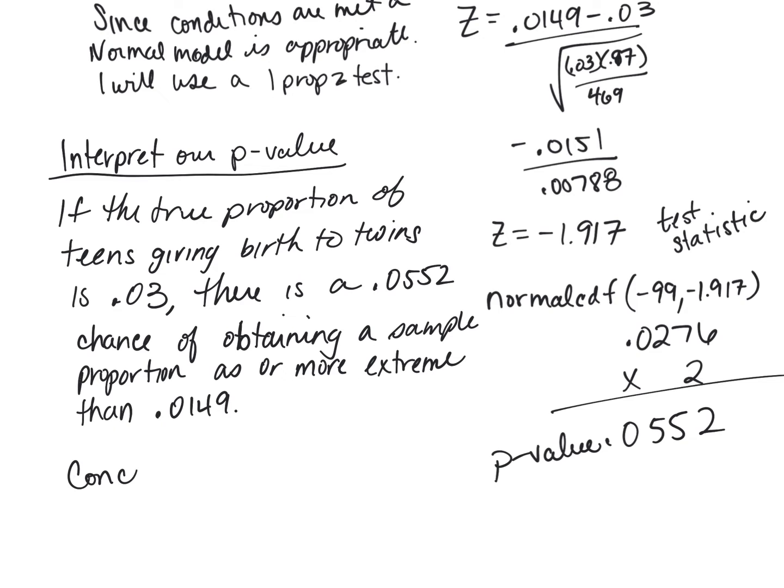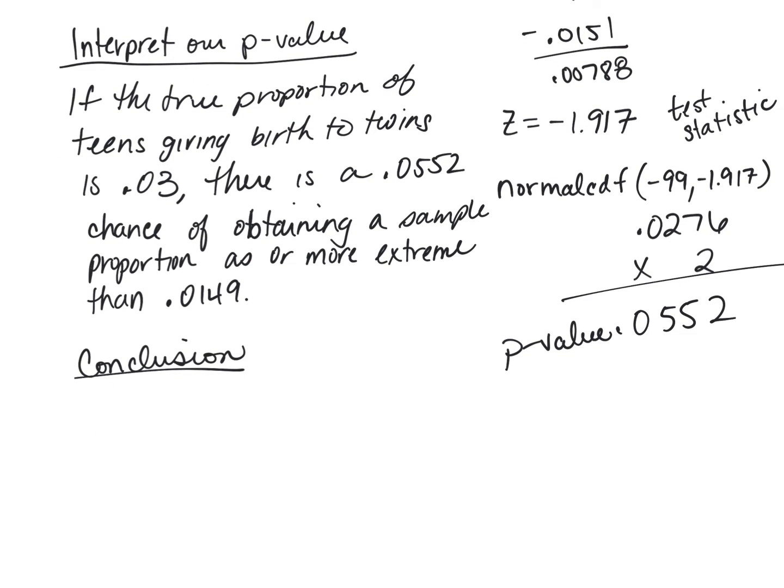Then my conclusion. Most people, when they can choose, at this point, choose to fail to reject so they don't have to make an interval, right? But you could go either way. So which way would we like to go? Reject or fail to reject?